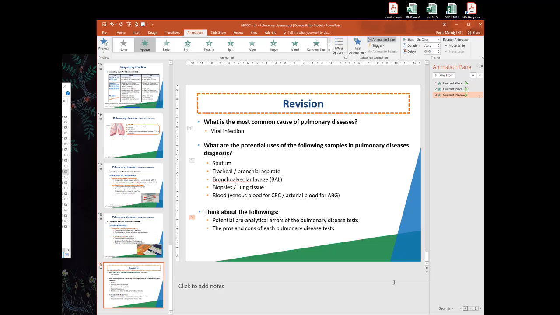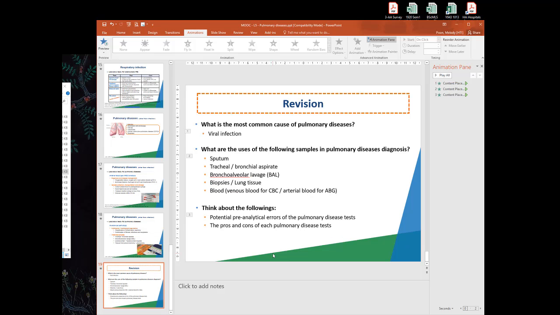Now, you should know the most common cause of pulmonary disease is viral infection, and you should know the potential use of the following samples in pulmonary disease diagnosis. Finally, please think about, are there any potential pre-analytical errors of pulmonary disease tests? For example, the volume of sample, the quality of sputum, etc., and the pros and cons of each pulmonary disease test.